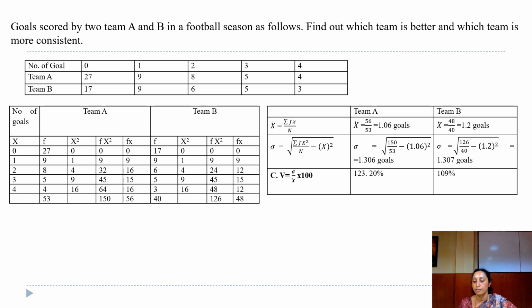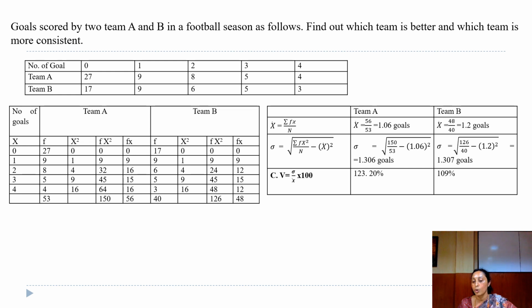If you compute the values, we find that the average goals scored by team A is 1.06, and the average goals scored by team B is 1.2, and the standard deviation in the goals scored by team A is 1.306, and the standard deviation in the goals scored by team B is 1.307.